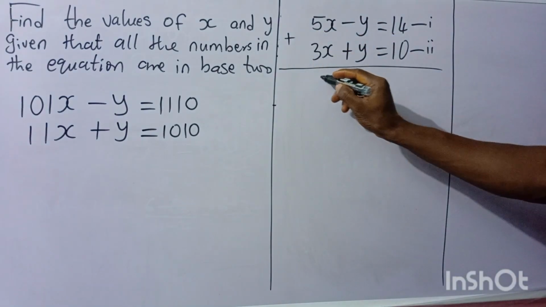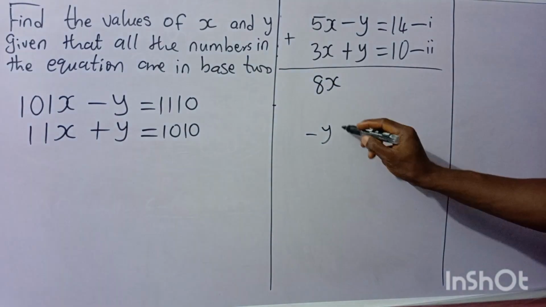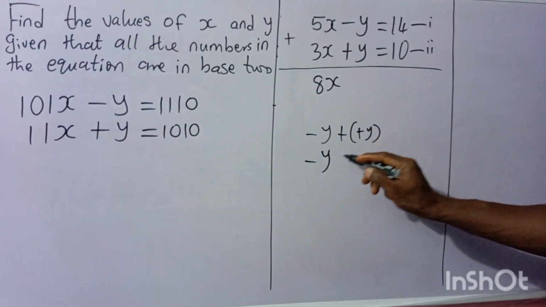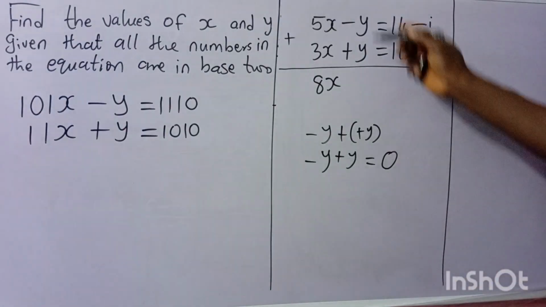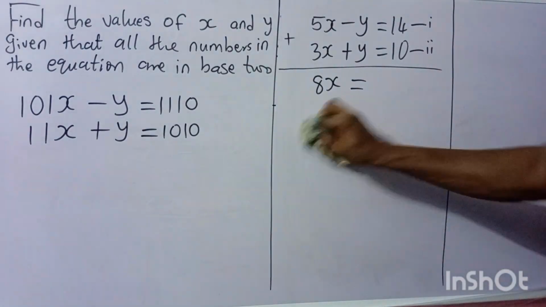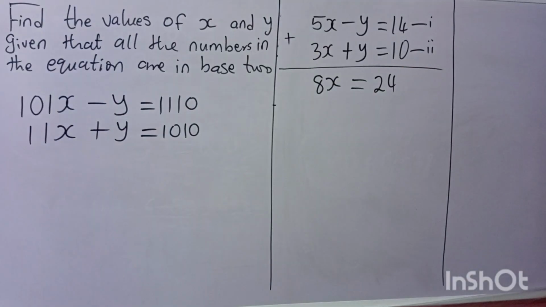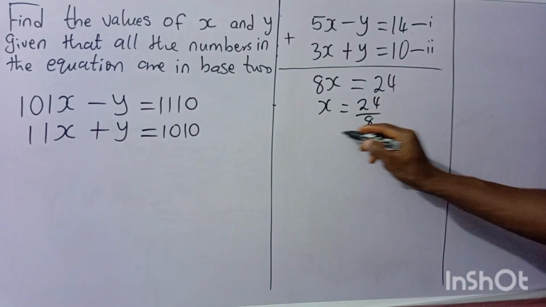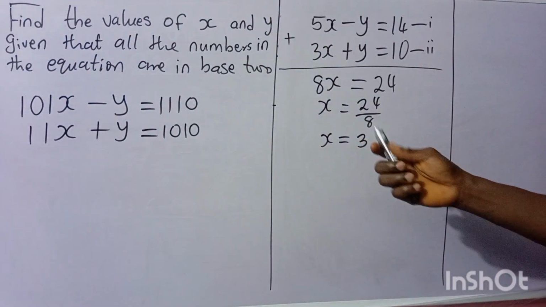5x plus 3x will give us 8x. Here we have minus y plus y. Let's see what we're going to have. Minus y plus multiply plus will give us plus. So minus y plus y will give us 0. So that is to say this particular one has been eliminated. All right, so going further, 14 plus 10 will give us 24. So dividing both sides by the coefficient, x is equal to 24 divided by 8. X is equal to 3, because 3 multiply 8 will give us 24.